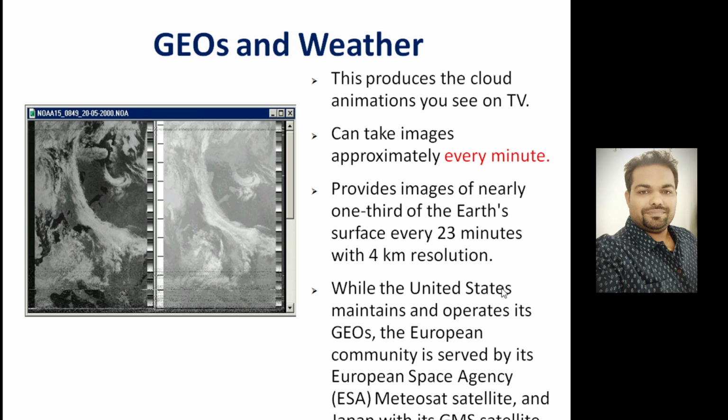The United States maintains and operates its GEOs. The European community is served by the European Space Agency. Similarly, Japan has the GMS satellite, placed in the geosynchronous orbit and used for weather forecasting. India has also launched its own communication satellites in the geosynchronous orbit for weather forecasting.